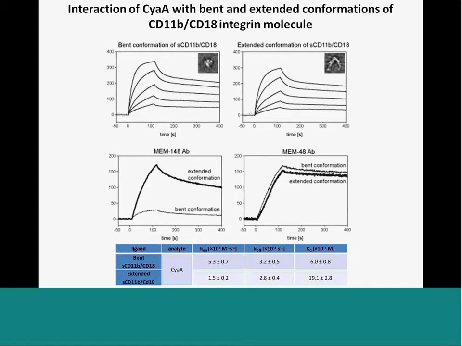By calculation, we were able to calculate the association and dissociation constants, and we can see that the toxin binds to the bent conformation at 0.6 micromolar, while the binding of the toxin to the extended conformation is about 2 micromolar. So this means that there are different affinities of the toxin to the extended and bent conformations of the receptor.